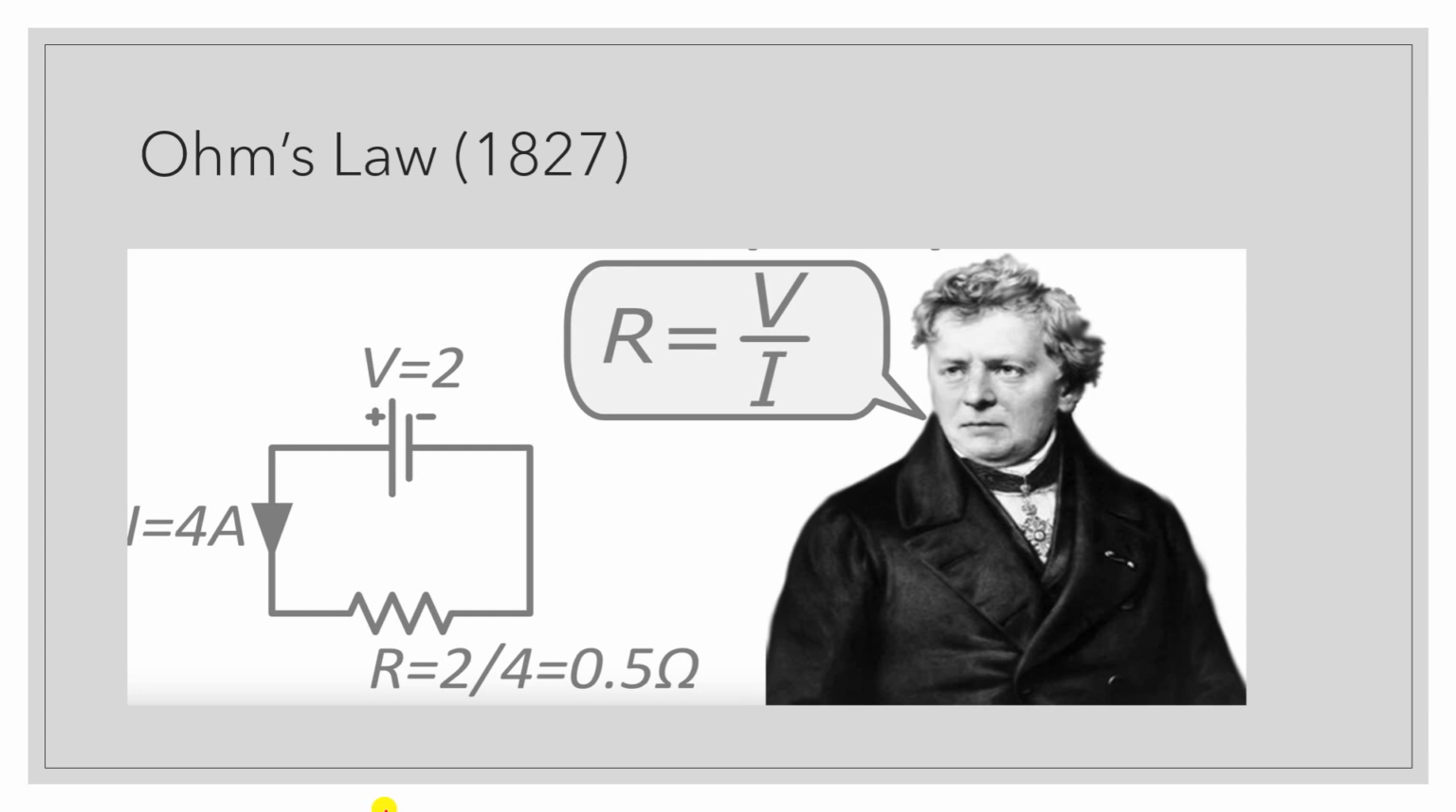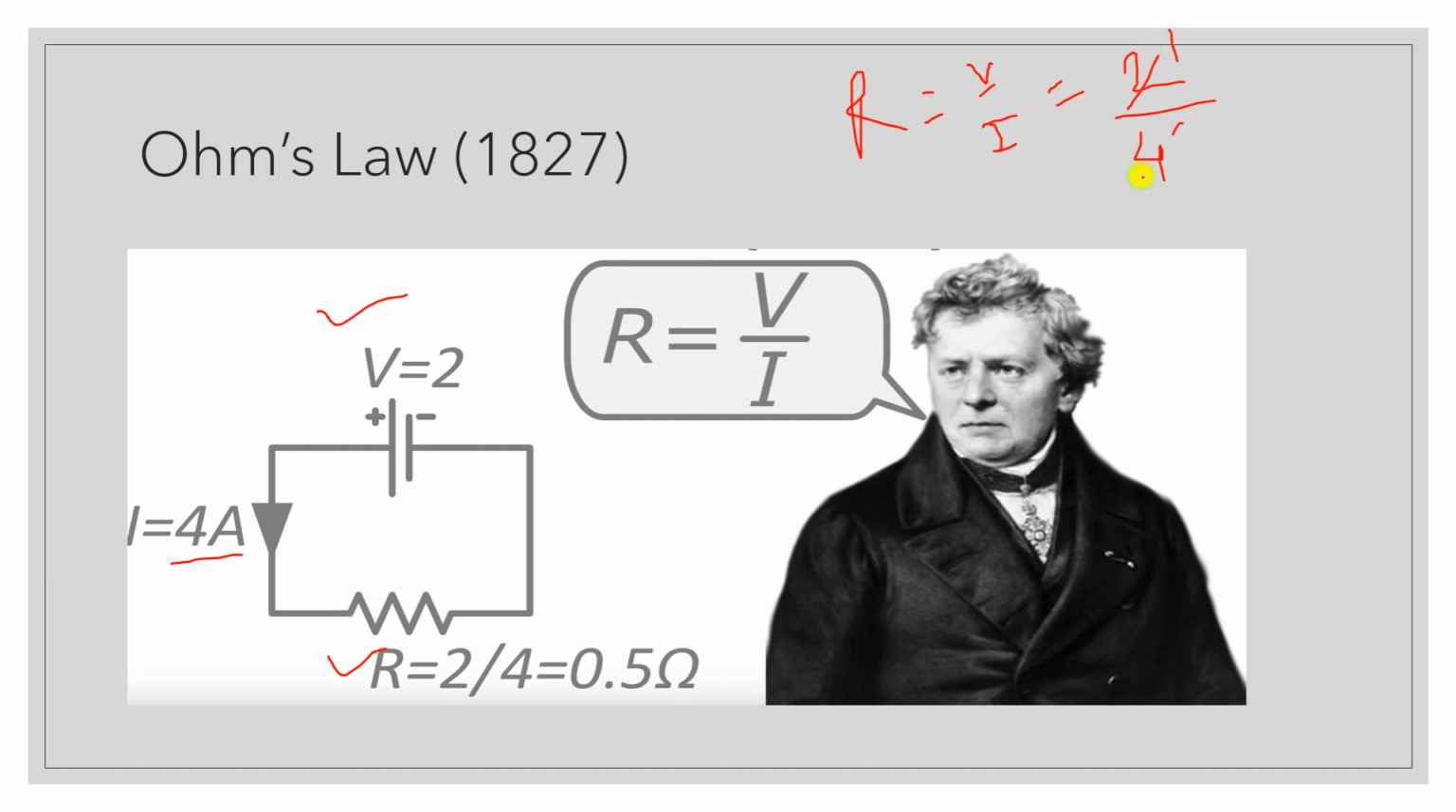Now another example: if the voltage is 2 volts and the current is 4 amperes, how much is the resistance? R is equal to what? According to Ohm's law, V divided by I. So the voltage is 2 volts and the current is 4 amperes.